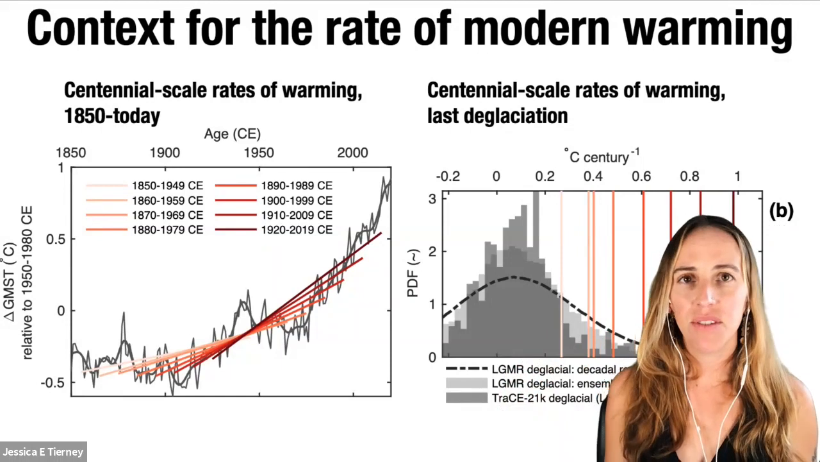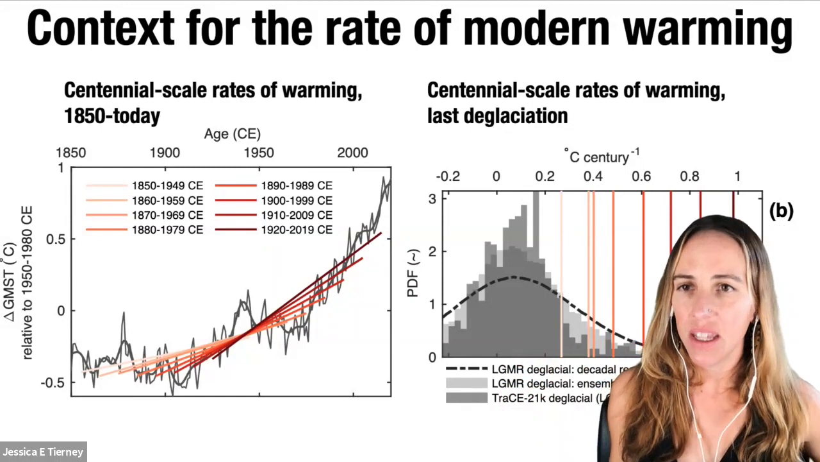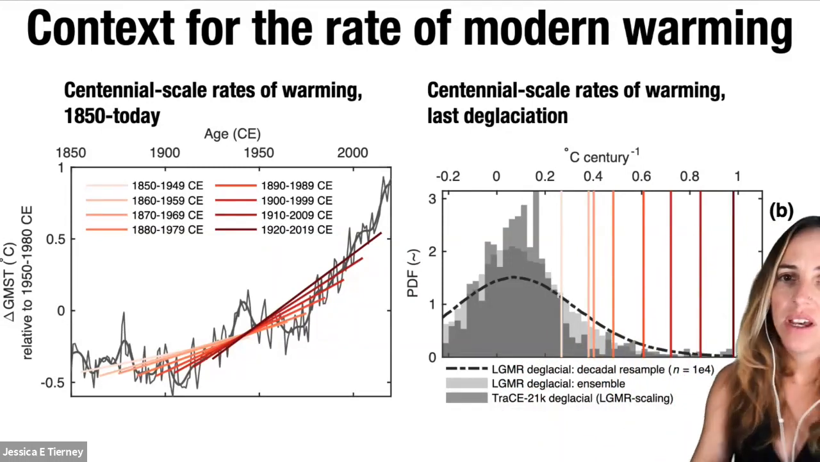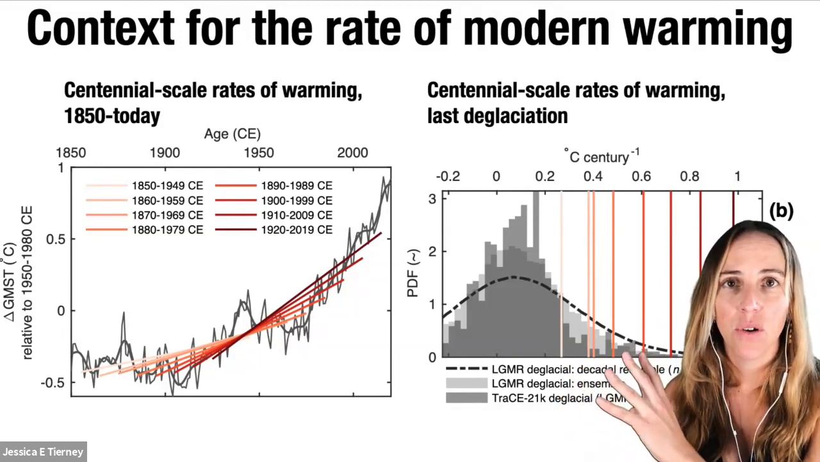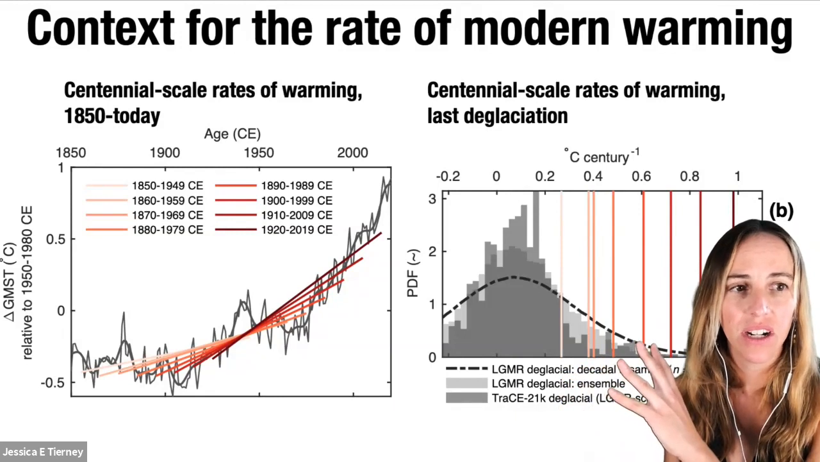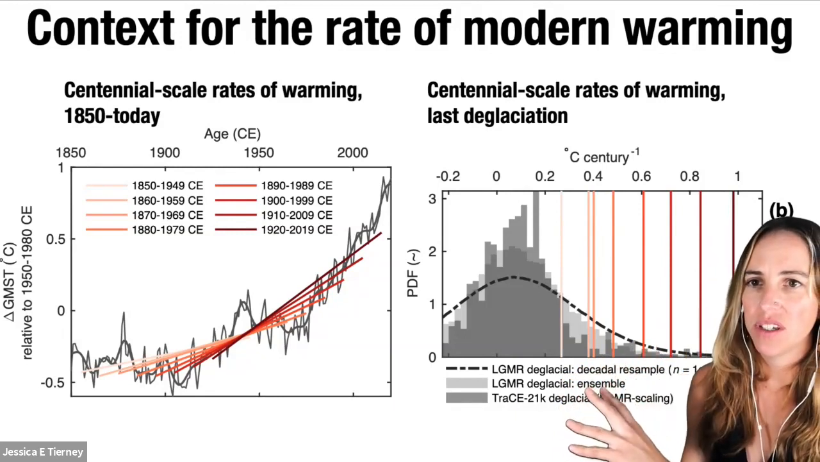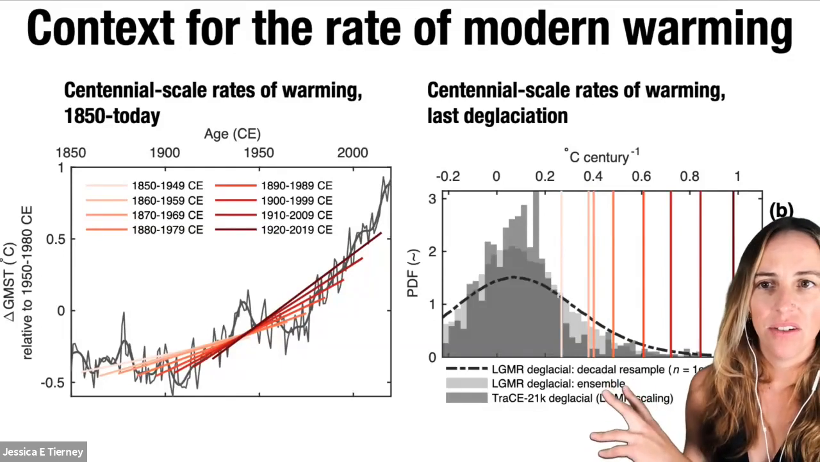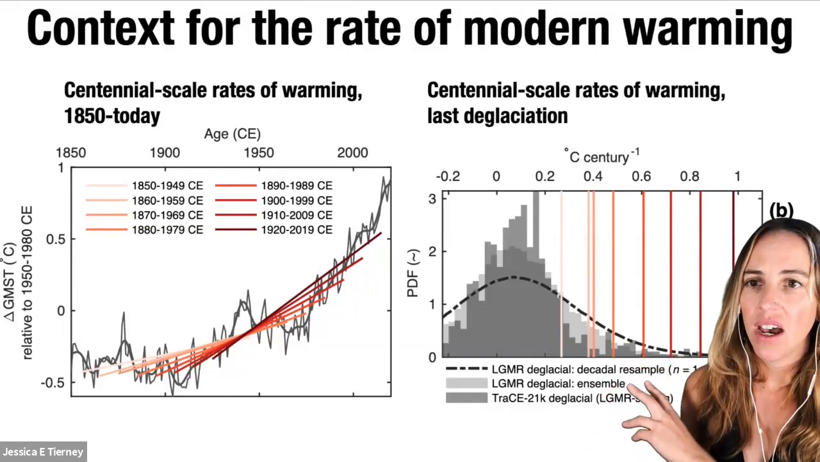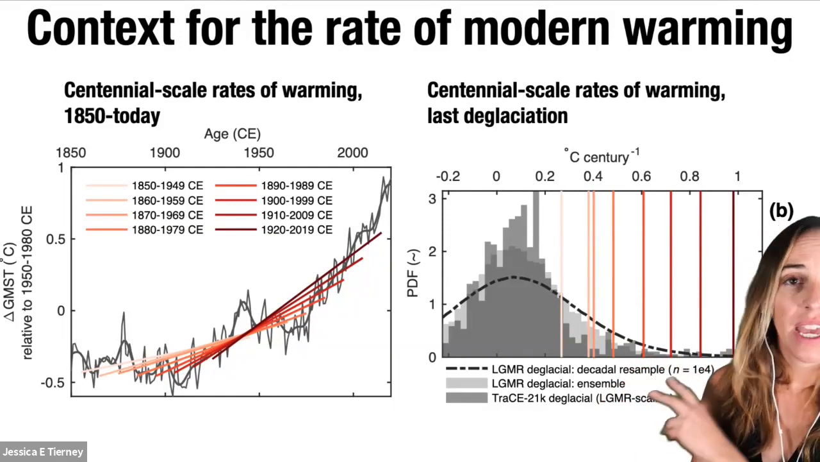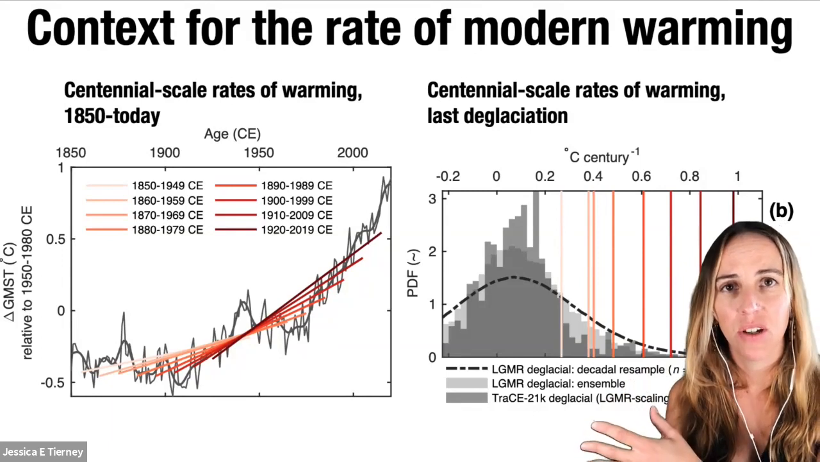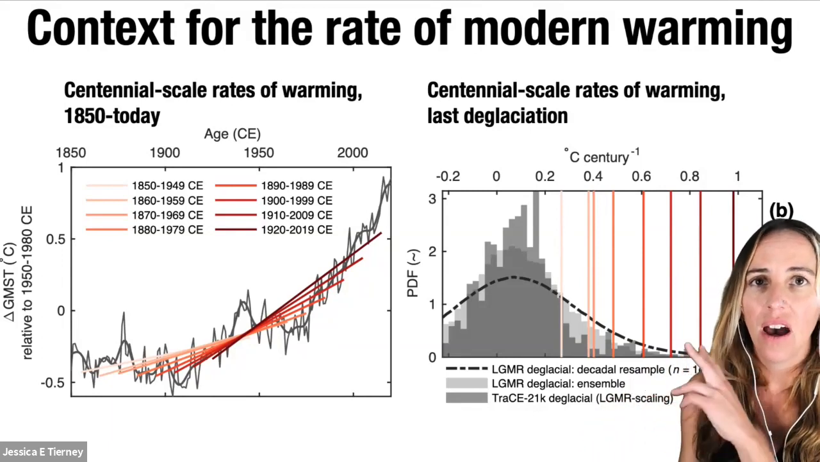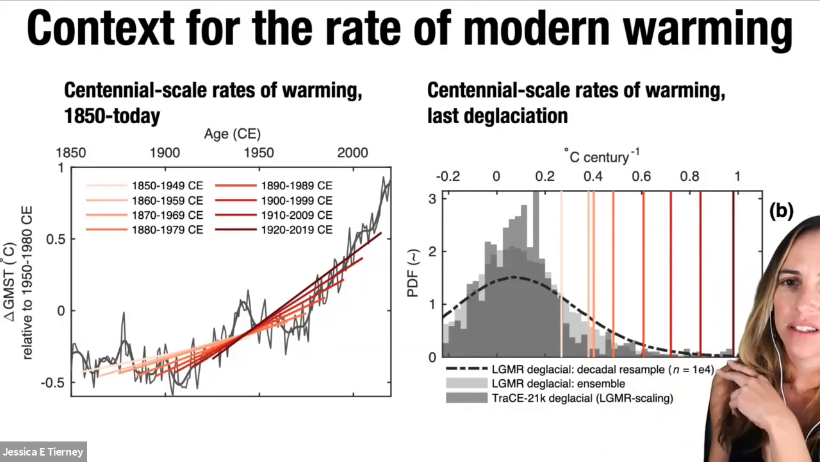We stepped through every 10 years and calculated the rate of warming starting in 1850. Then we compared those warming trends to a couple of different estimates of the rate of deglacial warming in the LGMR, which of course is when the fastest temperature changes are occurring. You can see there are three different distributions here. The light gray one is straight from the LGMR ensemble solution. The dotted line is a decadal resampling that we did to mimic the noise we would experience if we could resolve the LGMR on a decadal level. You can see that spreads out the distribution a little bit.